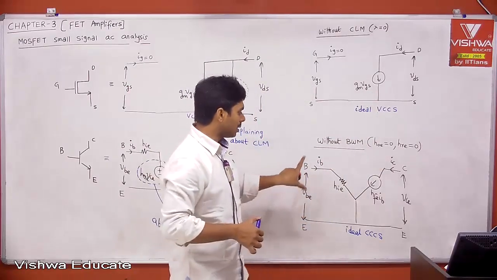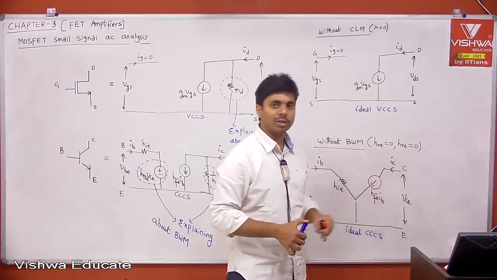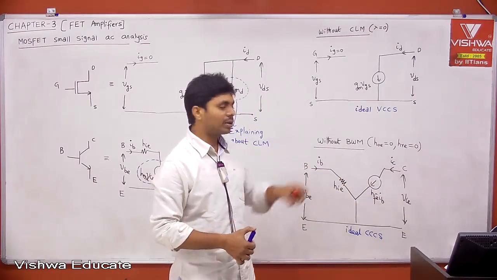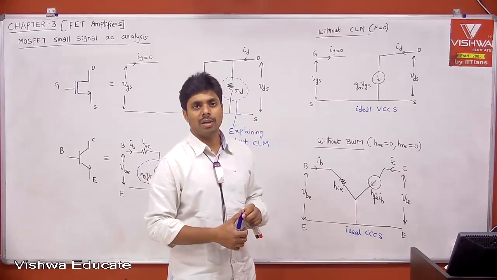Whatever input voltage you have, gm into that input voltage will be your output current. In that way also we can get it, but that is the ideal model if you neglect output resistance, etc. That is what is base width modulation.